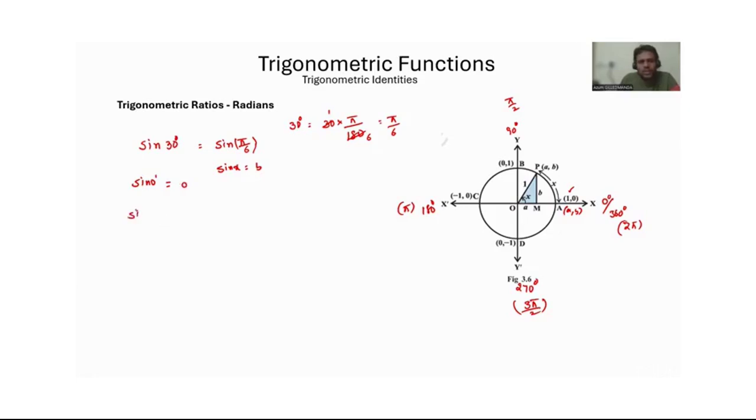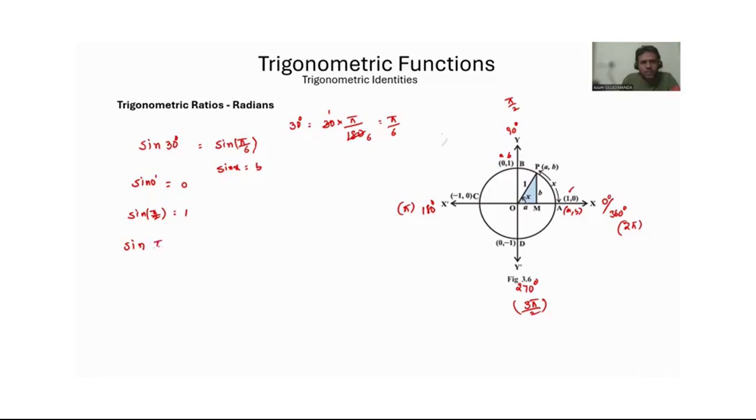What happens with sine pi by 2? What is sine pi by 2? That is 90 degrees. What is the point here? 0 comma 1, A and B. That means sine pi by 2 is 1, right? The Y coordinate.